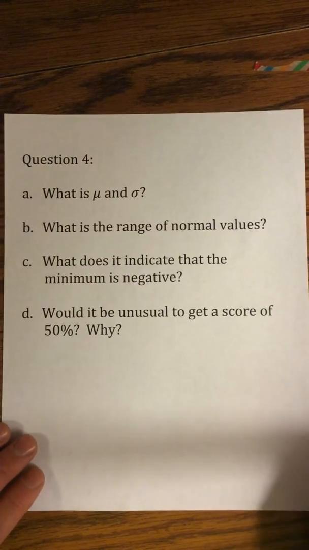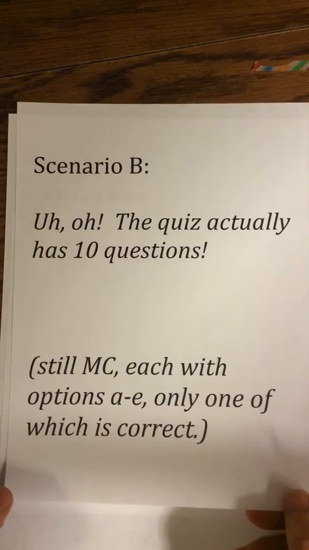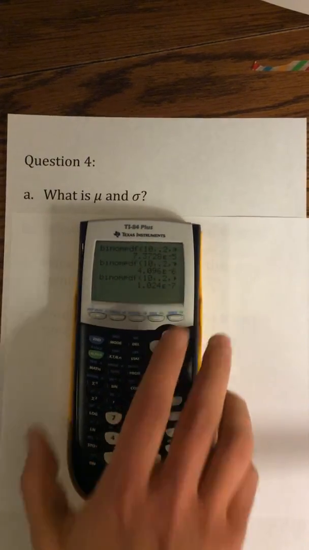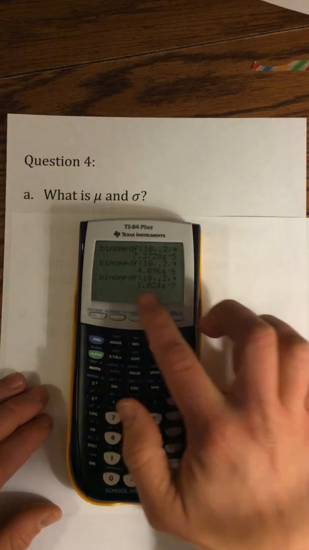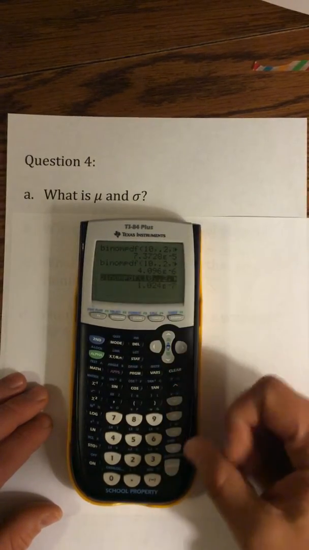We have some new questions now. First question: what is the mean and the standard deviation of this situation? Again, we're assuming this thing is binomial. Well, there's a couple of things we can think about. One way to do it would just be to create a distribution table. And if you remember from previous videos, we were doing the binomial probability distribution function.